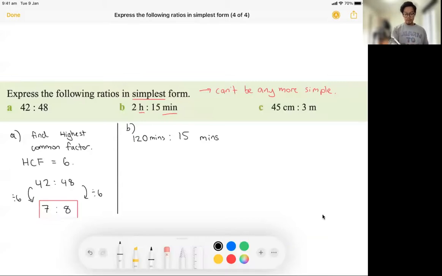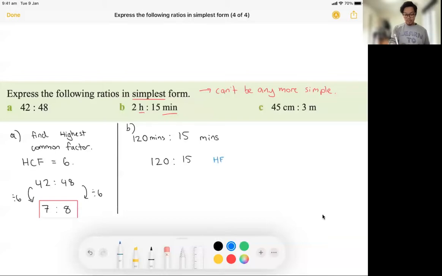Right now, the beauty of ratios is I don't need to write the units, because I know they're the same. So now I just write it as 120 to 15. And then all I have to do now is figure out, can I simplify that any further? Is there a highest common factor here?